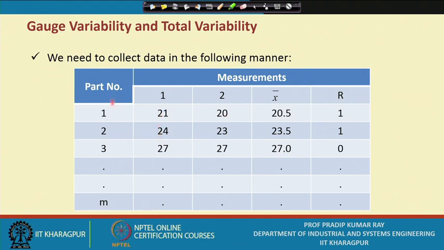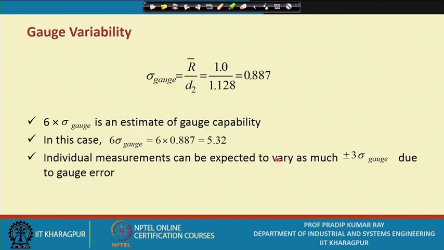Similarly, for all other parts you get the values. In this manner, for the third part, the first time you measure it is 27. The second time is also 27. Obviously the range will be 0 and the mean will be 27. So the data are collected in this manner. You create such a table. What is your objective?